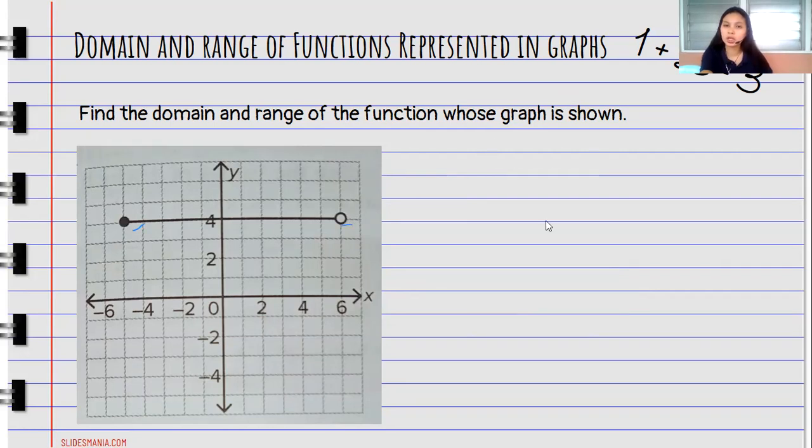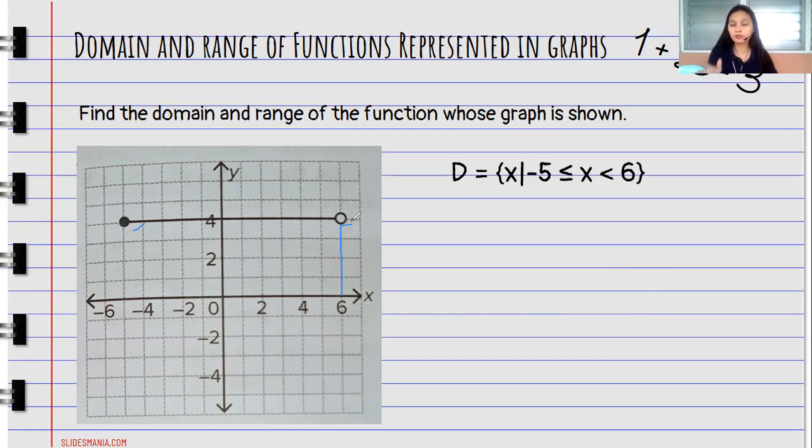Kasi walang shade siya. So, we can say that our domain is x such that x is greater than or equal to -5, but less than 6 po. Bakit po less than 6? Kasi po, kung napansin nyo, wala po siyang shade. Ibig sabihin, hindi po kasali si 6.